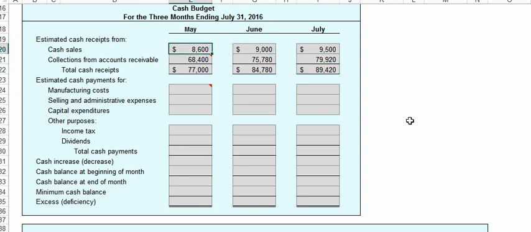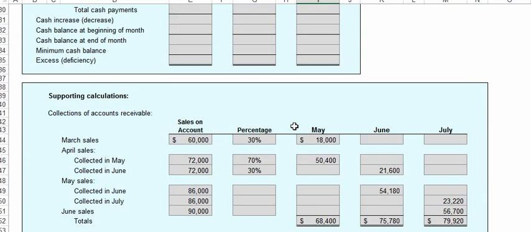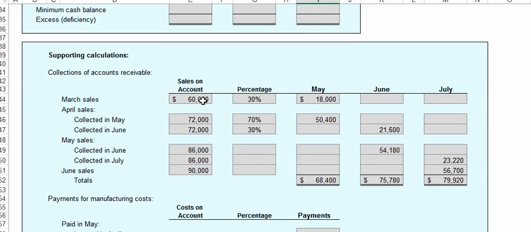First, the way we did that, to get cash sales, you took each month's sales number, which was 86,000 for May, multiplied by 0.1 or 10%. 90,000 for June times 0.1 or 10% gets you 9,000. And 95,000 for July times 10% gets you 9,500. Now to get these three numbers, we came to our chart below. They said when we make sales on account, that 30% will be collected in 2 months after the sale. 70% will be collected in the month following the sale.